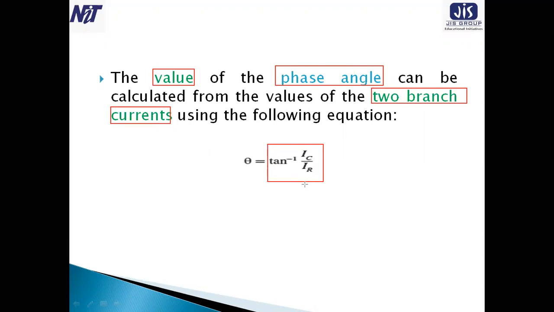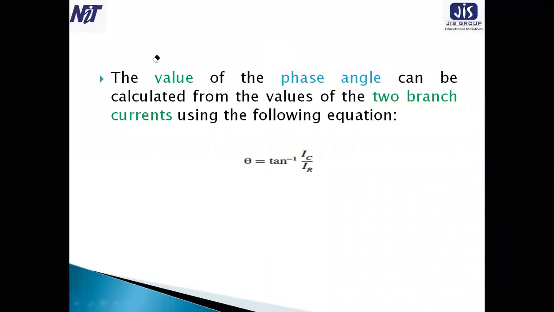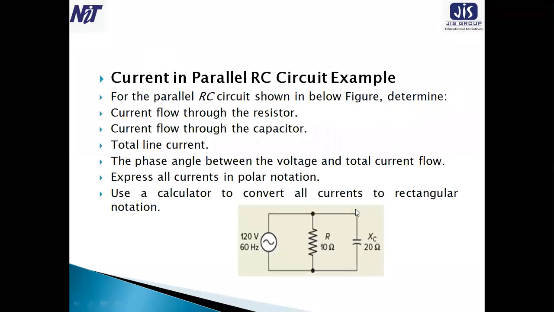Using the phasor diagram, if you follow, you will find that along the x-axis the current is IR, and along the y-axis the current is IC, and we know that tan equals length by base. So here the length is IC and the base is IR. So theta equals tan inverse IC by IR. Everything is coming from the basic knowledge. So please clear your concept about the basics, then nothing is difficult.